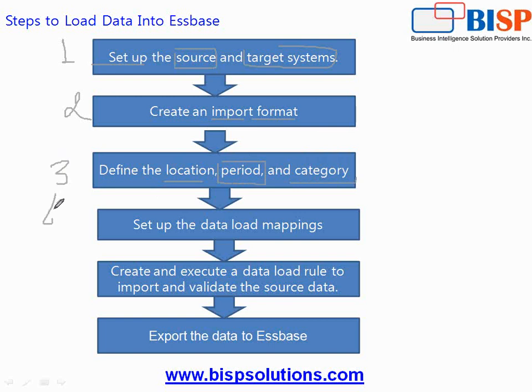In the third step and fourth step, we do the actual mapping task. What is source and what is target? This is exactly the same as you do in your load rule where you define mapping. And the fifth step, you create and execute a load rule. Actually, FDMEE also creates a load rule only behind the screen. So it creates and executes a load rule to import and validate the source data.